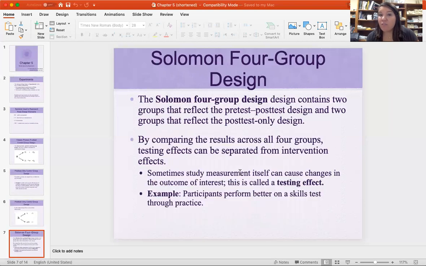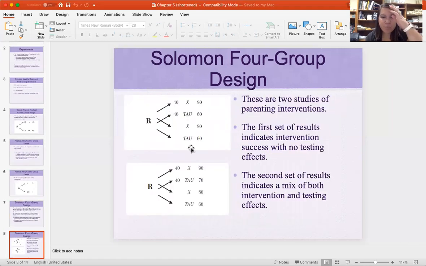Then you have one that's called the Solomon 4 group design. So this is the idea that participants perform better on a skills test through practice. I like looking at the image first. In this example, there are 2 studies of parenting interventions. The first set of results indicate intervention success with no testing effects. And the second set of results indicate a mix of both intervention and testing effects, okay?